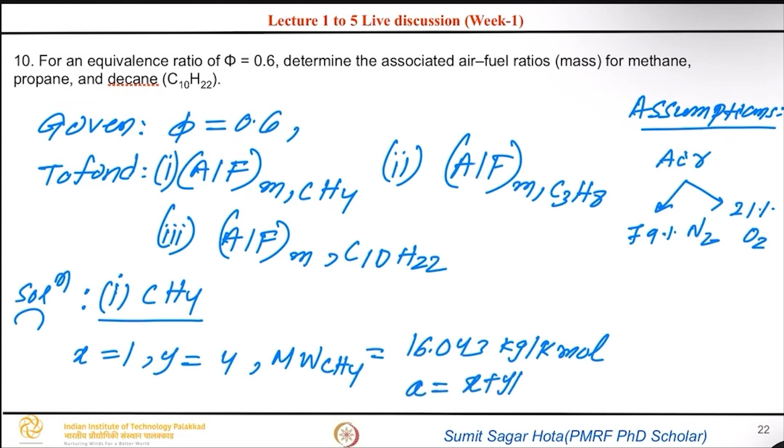X plus y by 4. But here you have to divide it by phi, because phi value 0.6 is already given. So don't forget, otherwise your answer will be absolutely wrong. So you should divide by phi, then only you get the correct answer. Which is 3.33.